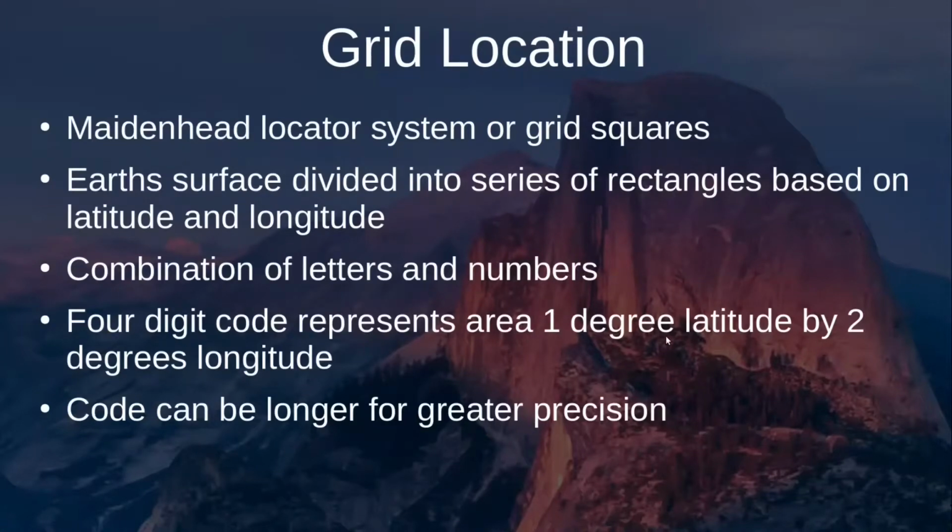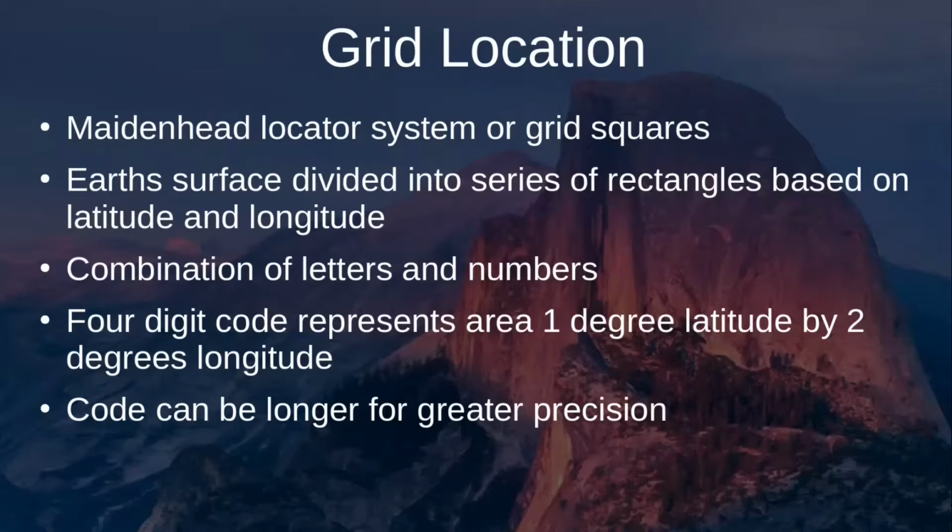So another easy way to identify your location is grid location, and this is called a Maidenhead locator system, or grid squares. The Earth's surface is essentially divided into a series of rectangles based on latitude and longitude. And the grid location is identified by a combination of letters and numbers. It could be 4 digits or it could be longer, 6 digits. So a 4-digit code represents an area 1 degree latitude by 2 degrees longitude. So remember, 4 digits represents 1 degree latitude by 2 degrees longitude.